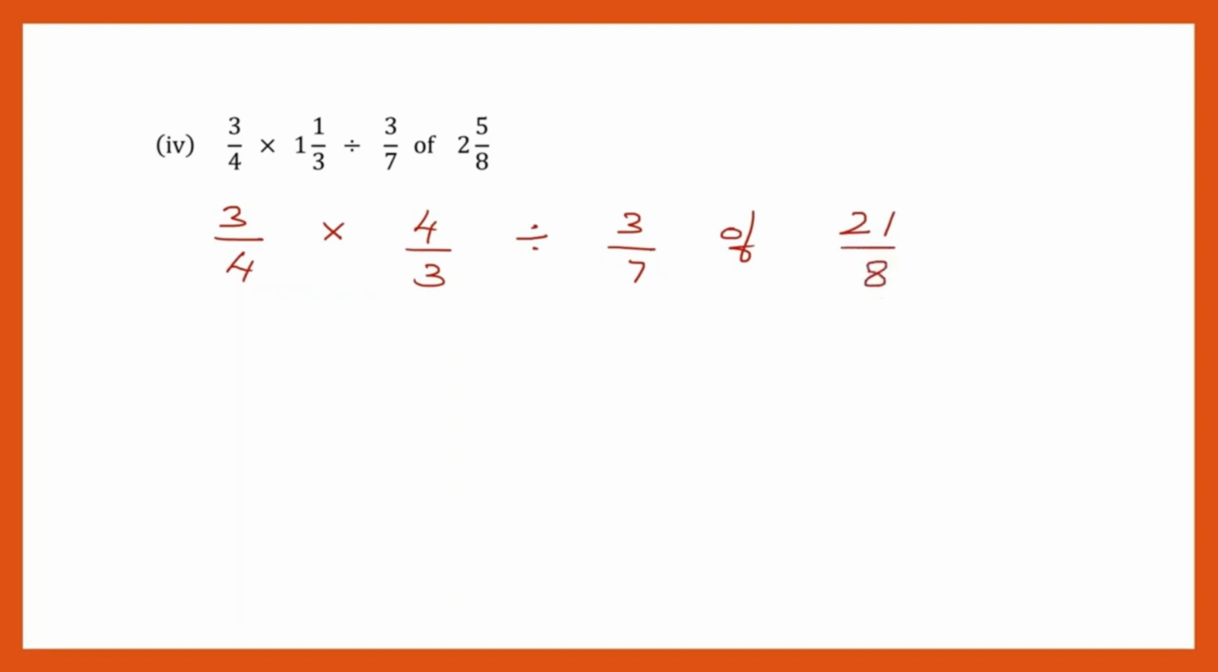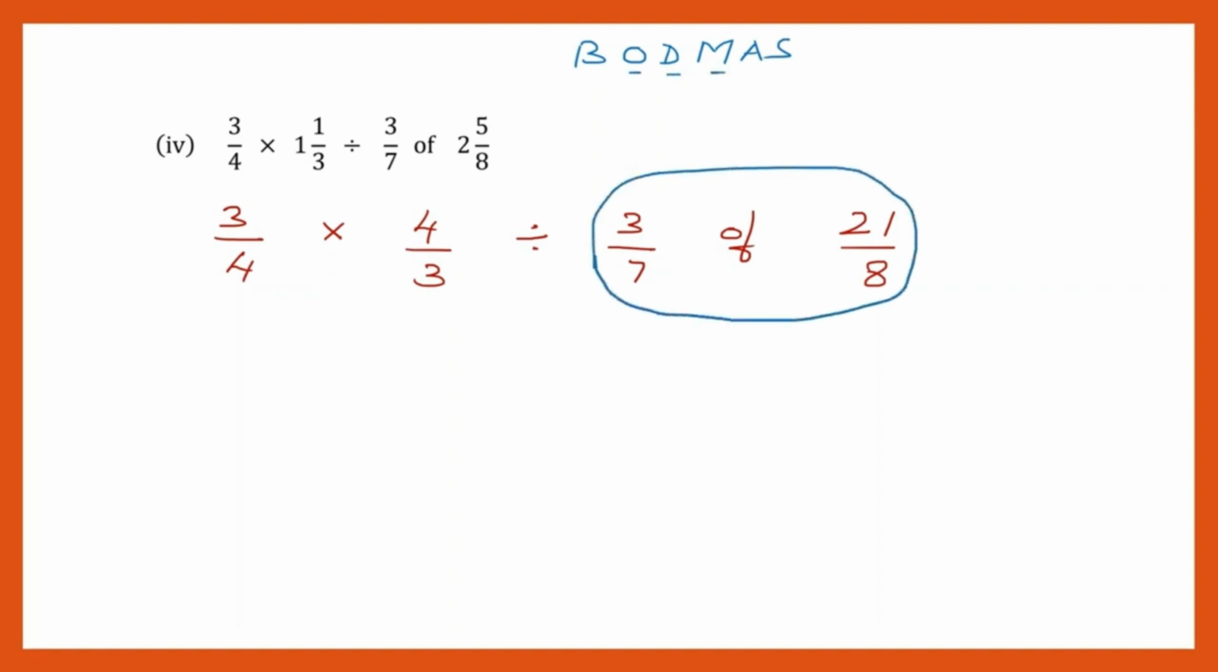do first here is look at all the operations. We have a multiplication, we have division, we have off. Follow the BODMAS rule. According to this rule, we have to do off before division and multiplication. So I need to do this part first. So let me work out that part in the working column. So 3 by 7 off stands for multiplication, 21 by 8.